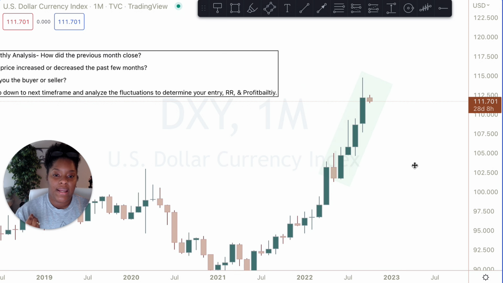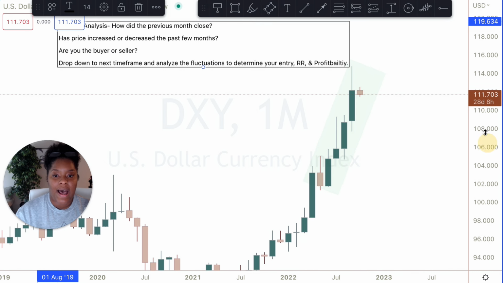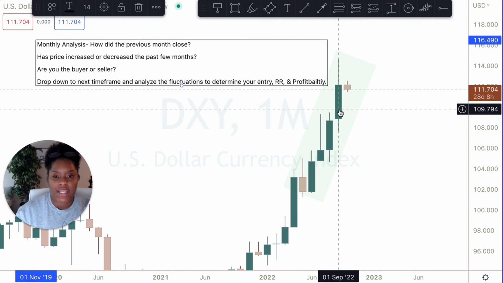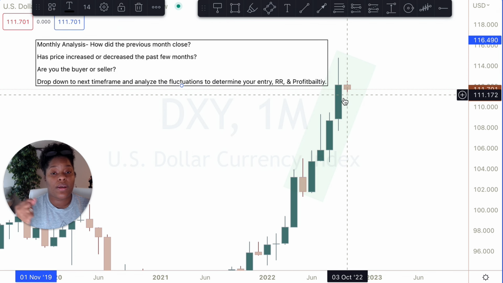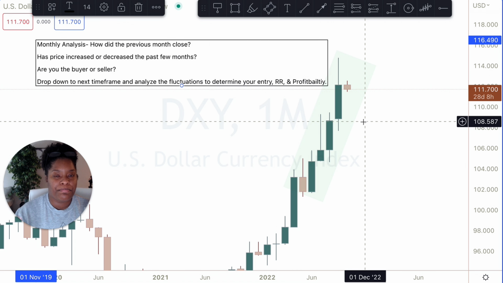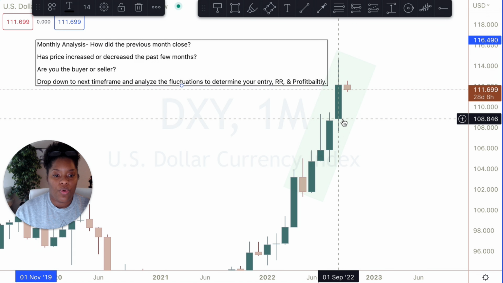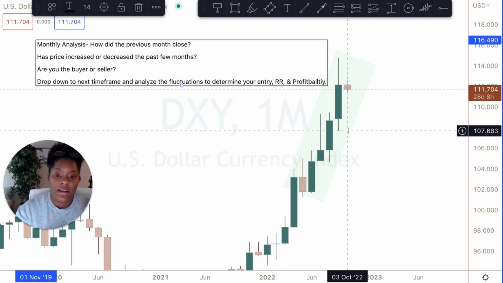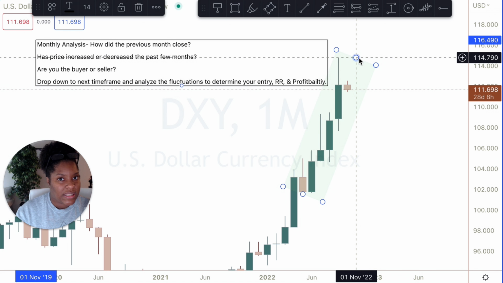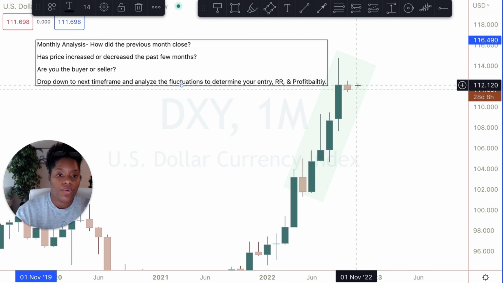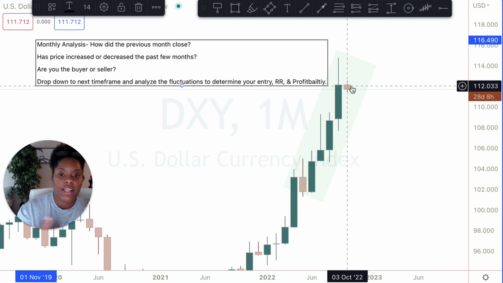So right now I'm going to zoom in. We just got out of September. I need to know how this candle closed. As you guys can see, it closed bullish. But not only the fact that it closed bullish, what did it actually do? I can see that where price opened was at $108.84. The lowest that it went was around $107.68. The highest that price went was $114.79. And then where price closed was at $112.12, which is where October's candlestick opened.